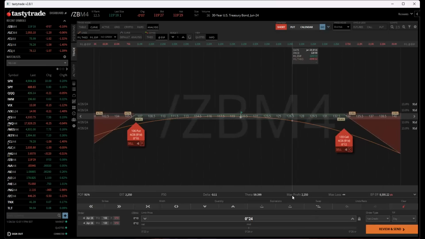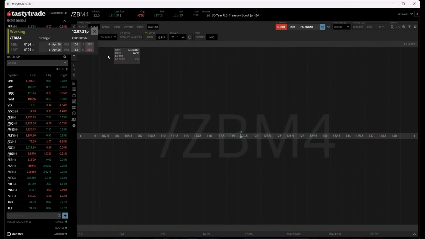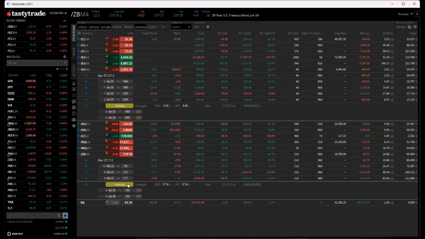And I'm still getting 2250 in extrinsic on 85.95. That's 26%. I'm actually getting more here. We're going to pop this trade on. We're going to see what happens. All right, so we'll put it in. We're going to let this thing work. If we get filled on these trades, you'll get a chance to jump in.